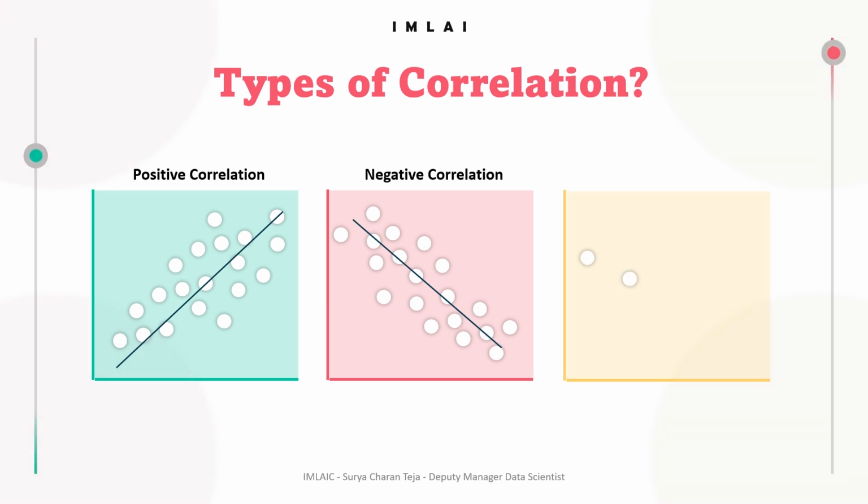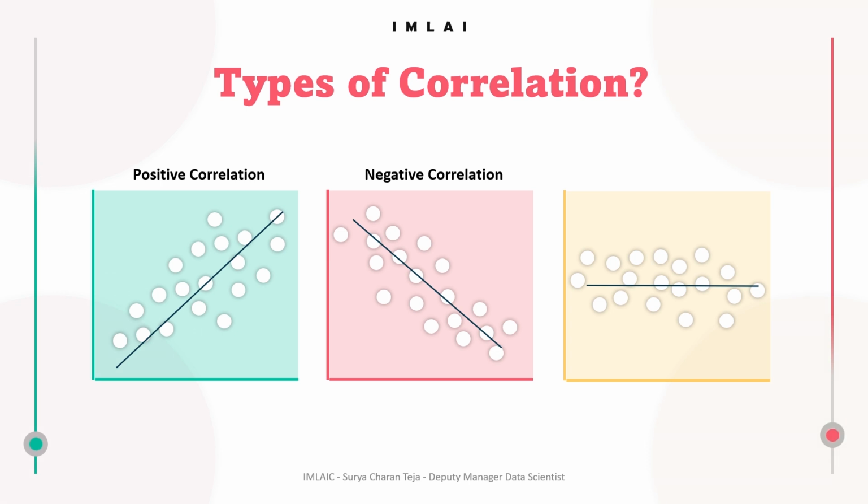Let me reanimate it. See, somewhere randomly those points are getting placed. So this is what we call no correlation.